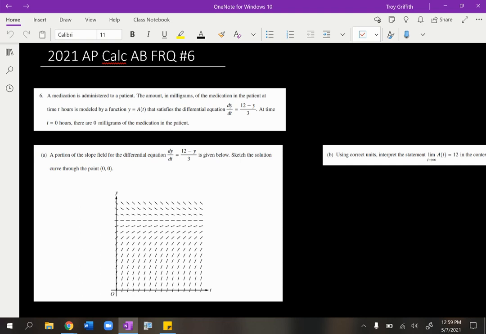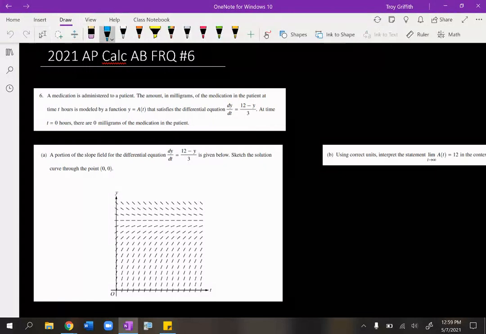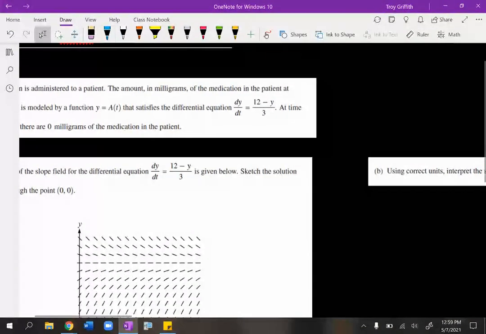So, the question says we have a medication that is administered to a patient, and the amount in milligrams of the medication at time t hours is modeled by a function y equals A of t that satisfies the differential equation. And then it gives us that differential equation. It says at time t equals 0, there are 0 milligrams of the medication in the patient. So I'm just going to make a little note here, maybe for later, that A of 0 is actually equal to 0.